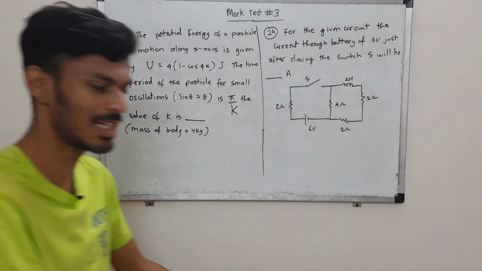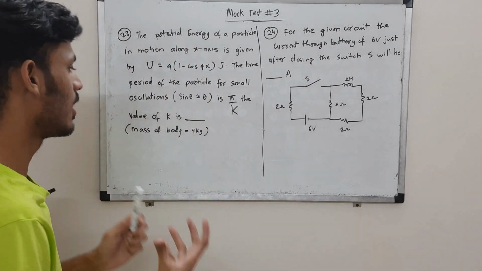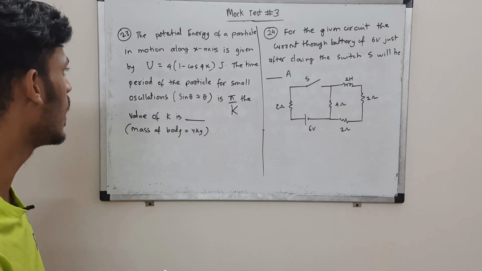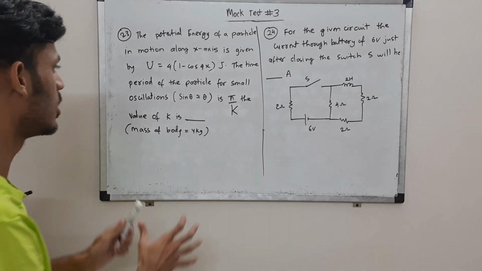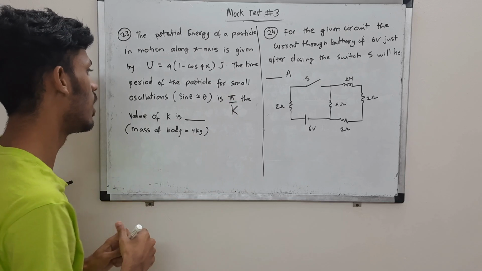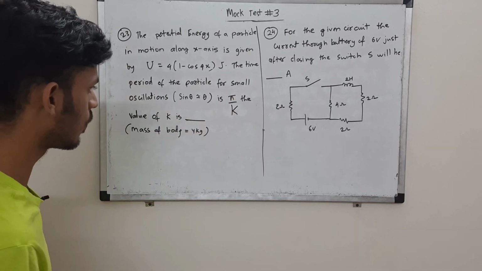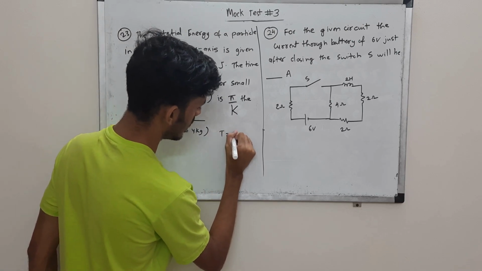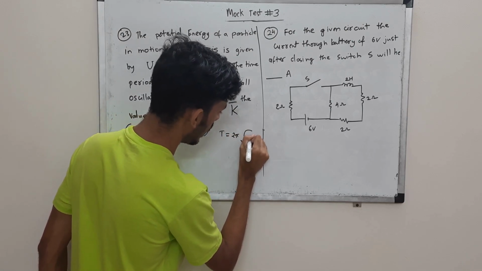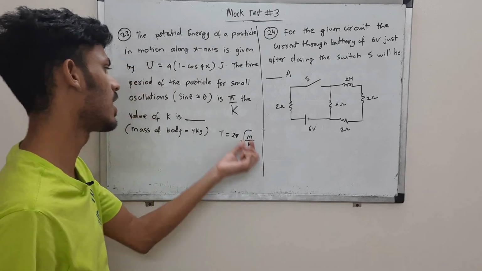So the small oscillations that we are mentioning over here is nothing but SHM. That's the only small oscillation in your course. So you are supposed to find the value of this k. First of all, the time period in any SHM is given as 2 pi under root m by k. Don't confuse this k with this k.